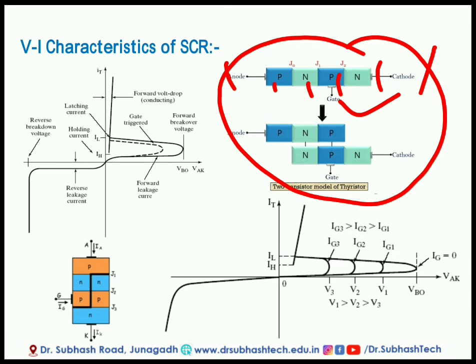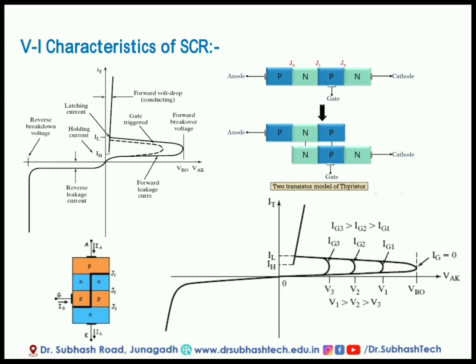Here the PN structure is there. Junction 0, junction 1 and junction 2. In some figures J1, J2, J3 is given. It's the total, no problem. Whenever J1, J2, J3 is given, the total number of junctions is 3.